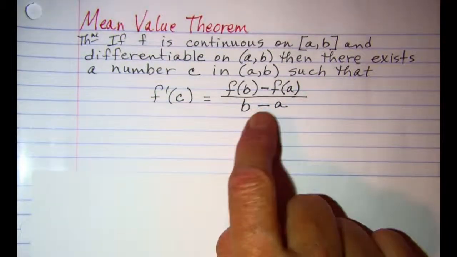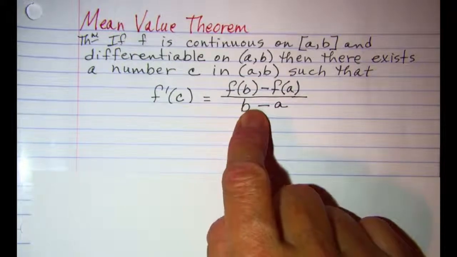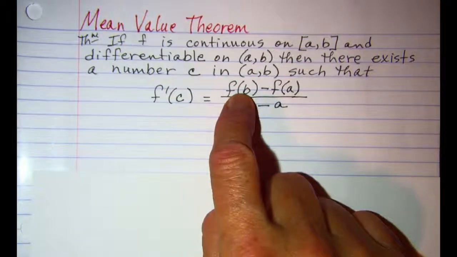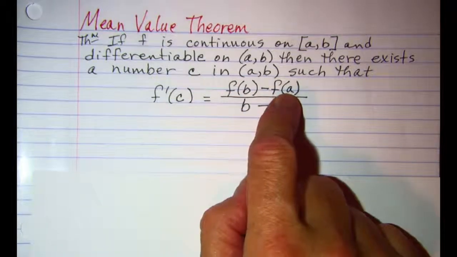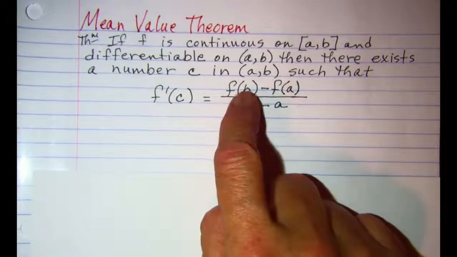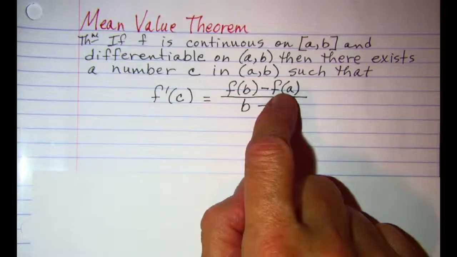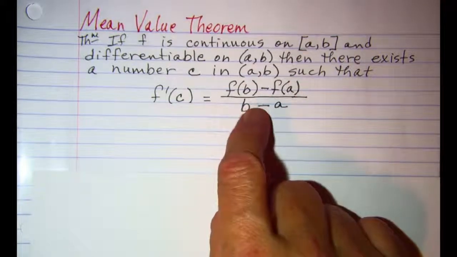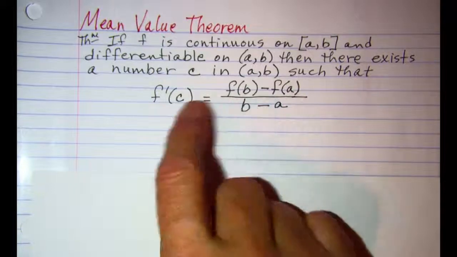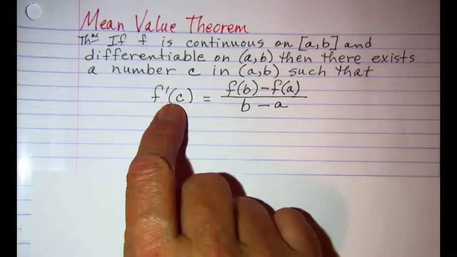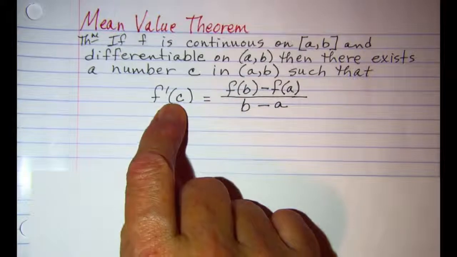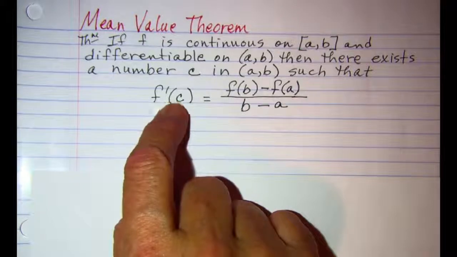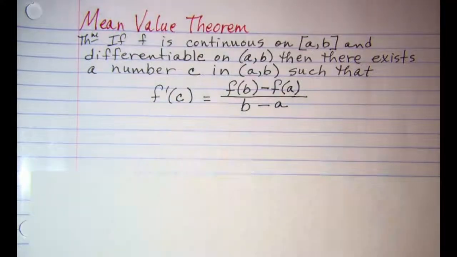Now you'll recognize this as a slope equation. This is the y value at x equal b and the y value at x equal a. So we have y minus y over x minus x. So this is our slope equation. And recall that the derivative of a function is the slope of the tangent line of that function, and this one's evaluated at some point c.